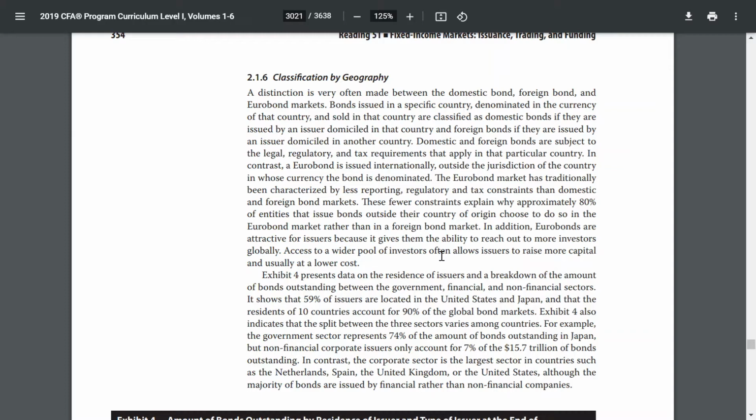In contrast, a Eurobond is issued internationally, outside the jurisdiction of the country in which the currency of the bond is denominated. The Eurobond market has traditionally been characterized by less reporting, regulatory, and tax constraints than domestic and foreign bond markets. These few constraints explain why approximately 80% of entities that issue bonds outside the country of origin choose to do so on the Eurobond market.